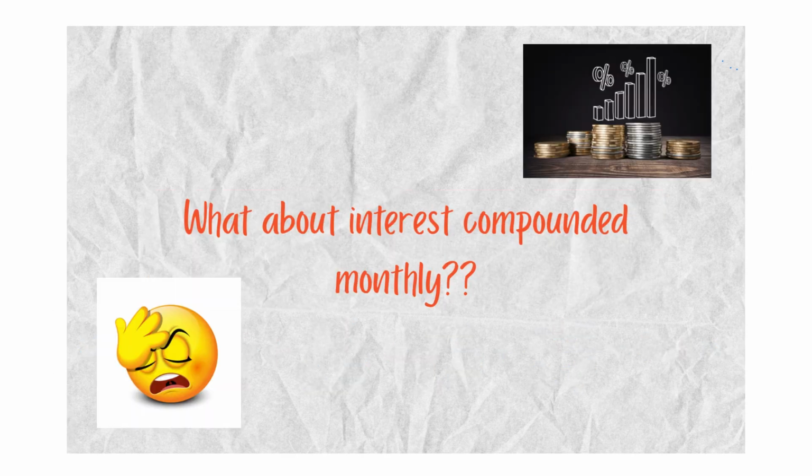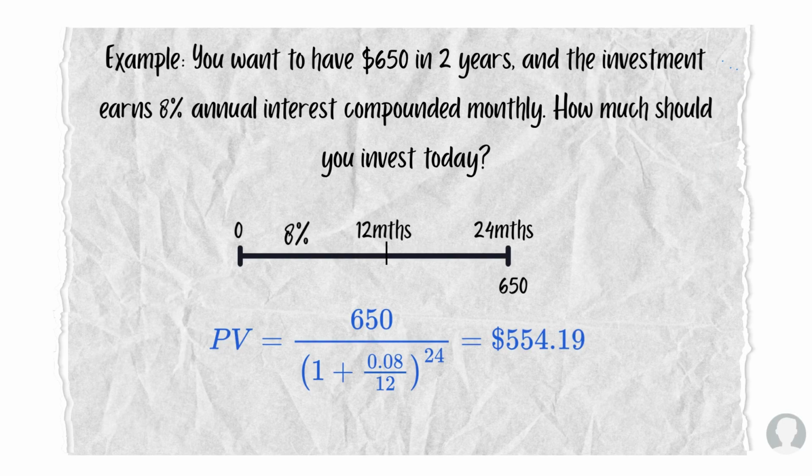The previous two examples were on interest compounded yearly, so let's look at monthly now. Yeah, so 650 is a future value. And because this question is asking for monthly, 1 year has 12 months, so in 2 years there'll be 24 months. So the number of periods will be 24. So if we want to calculate the interest monthly, it's 0.08 divided by 12. And in the end, I'll get 554.19.